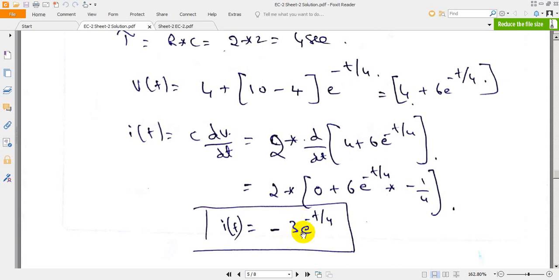This forms your solution for the current flowing in the circuit, the RC circuit with step excitation. The step response of the circuit is I of t equal to minus 3 e power minus t by 4. With this we have finished the step response of an RC circuit. Then we will go for the RL circuit in the next class. Thank you.